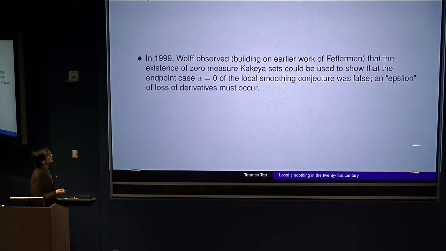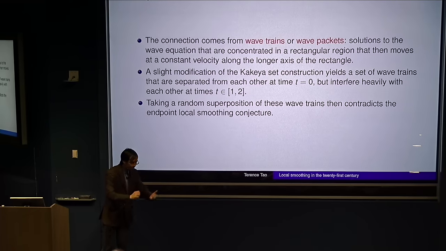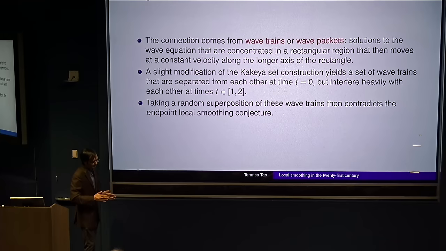And why is there a connection? It's because there are things called wave trains. We've been seeing these plane waves, which are completely spread out in space. But there are these localized versions of plane waves, which are called wave trains. They're like plane waves localized to a little rectangle, and they just move like a train for some period of time before dispersing. It's possible to localize a wave train to a little rectangle, which you should think of as being like a needle.